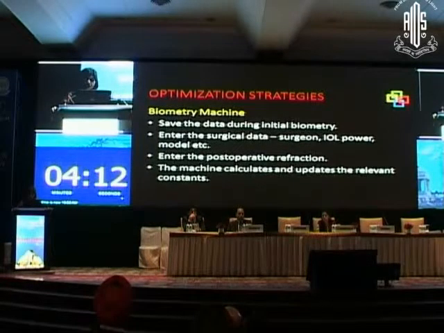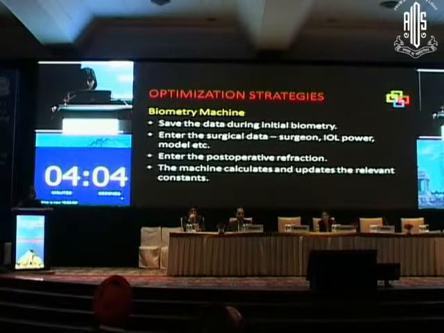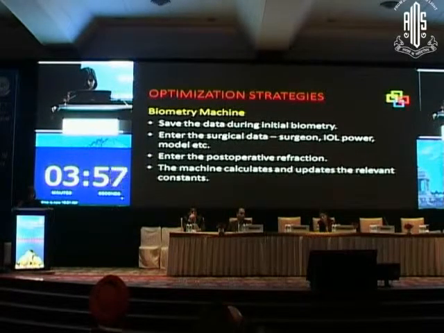Once the stable post-op refraction has been achieved, at that time we need to note it down and then go back to the biometry machine and enter the data. A few things that need to be entered are the surgeon for that particular case, the IOL power and model that was implanted, and the final post-operative refraction in spherical equivalent form.